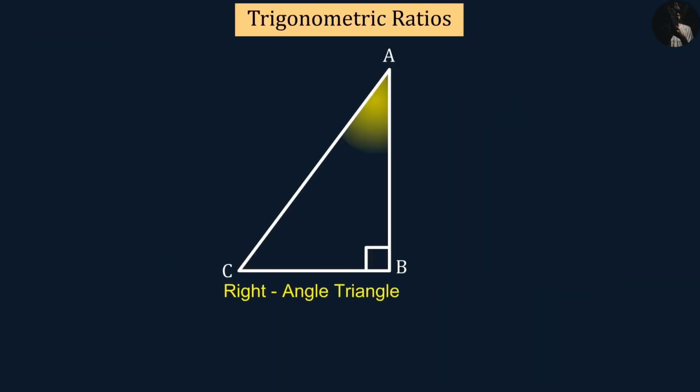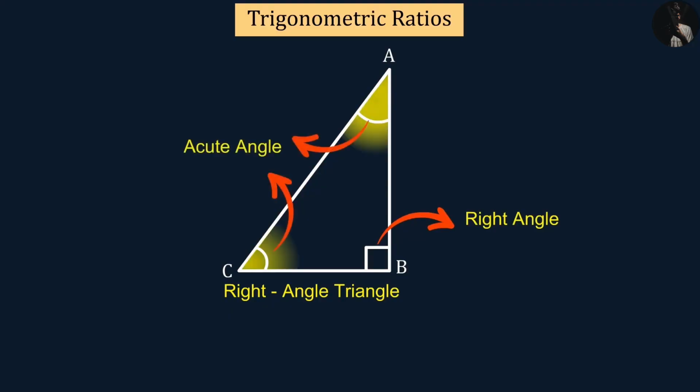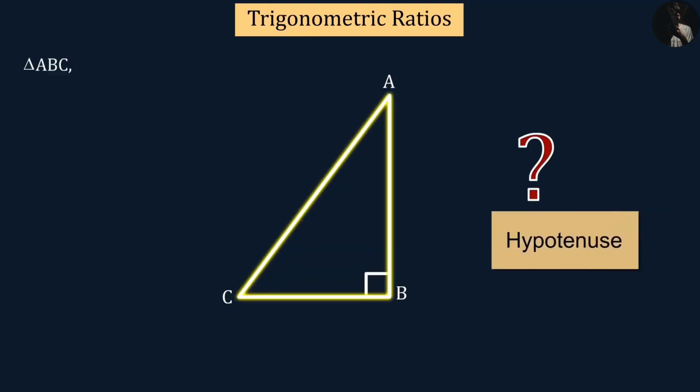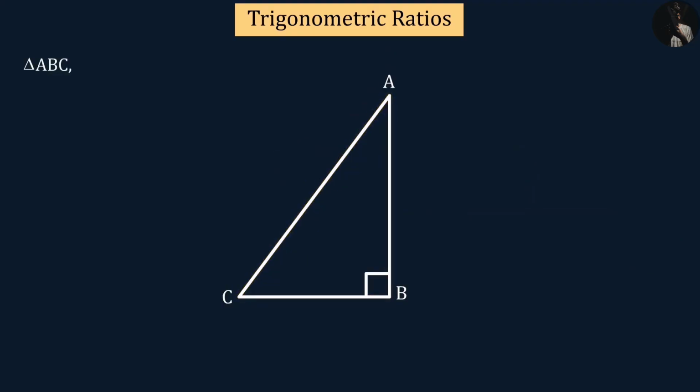Let us now consider this right angle triangle, in which angle B is right angle and angle A and angle C are acute angles. Which side is hypotenuse in this triangle? We know that in a right angle triangle, the opposite side of the right angle is hypotenuse.